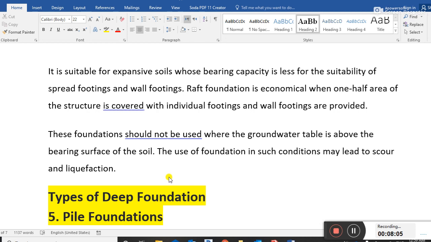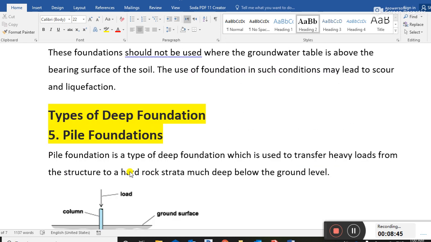It is suitable for expansive soil, or soil whose bearing capacity is less, where spread footings and wall footings are not suitable. Raft foundation is economical when one half of the area of the structure would be covered with individual footings and wall footings. These foundations should not be used when the groundwater table is above the bearing surface of the soil. The use of foundation in such a condition may lead to scour or liquefaction.